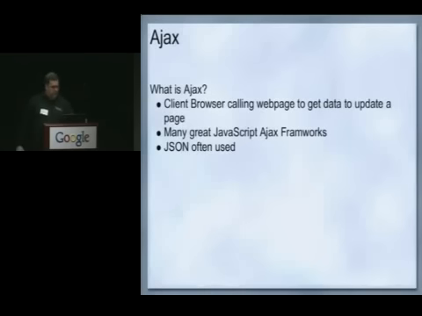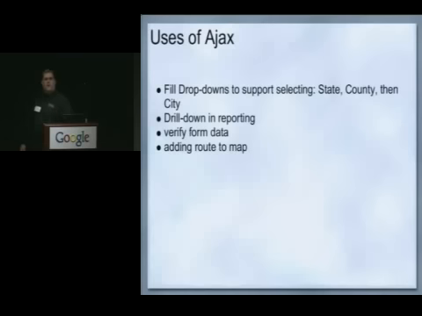So I just wanted to point it out in this slide. Uses of Ajax, it's great for doing multiple requests, right? To fill out city, state, these kinds of things. You start out with the zip code, things like that, where you're basically, as somebody does something on the web, you make a server-side call. So drilling down in reports, verifying form data. Maybe you want to make sure that the customer ID they enter is a valid customer. And then things like Google Maps, adding routes to a map, right?